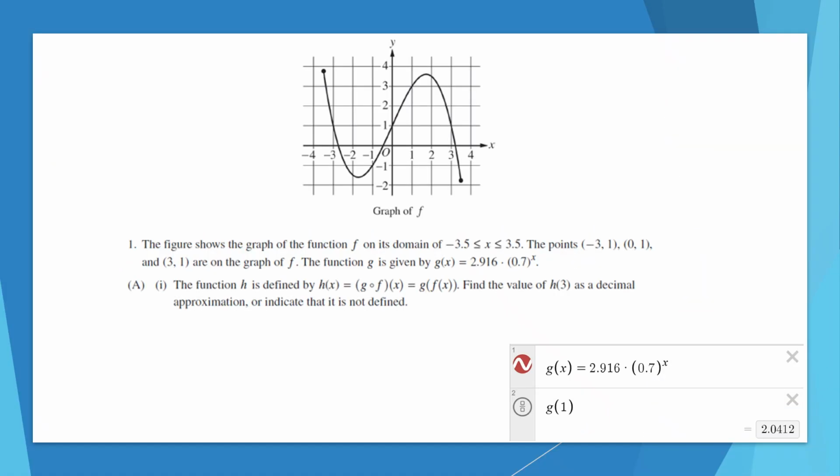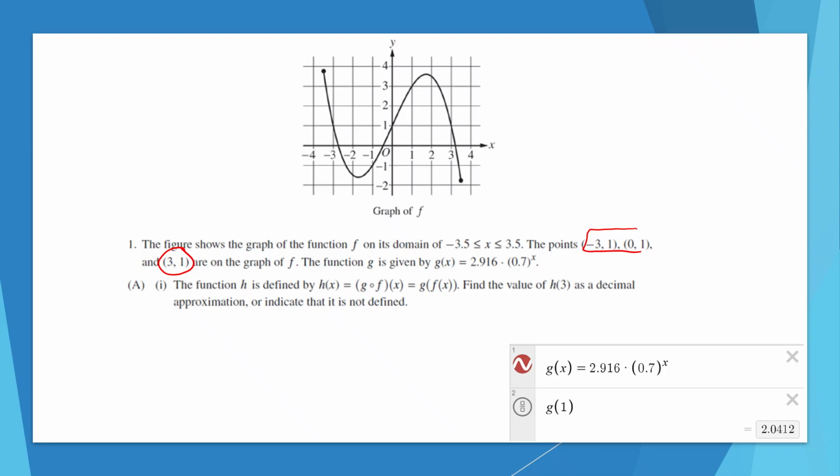Right, so number one, the figure shows the graph of function f on its domain. Here we are given three specific points. So (-3, 1), (0, 1), and (3, 1) are given to be on the graph of f. That way we don't have to guess, is it exactly on the point or not? They will give us three specific points here, and you'll see why it's important later.